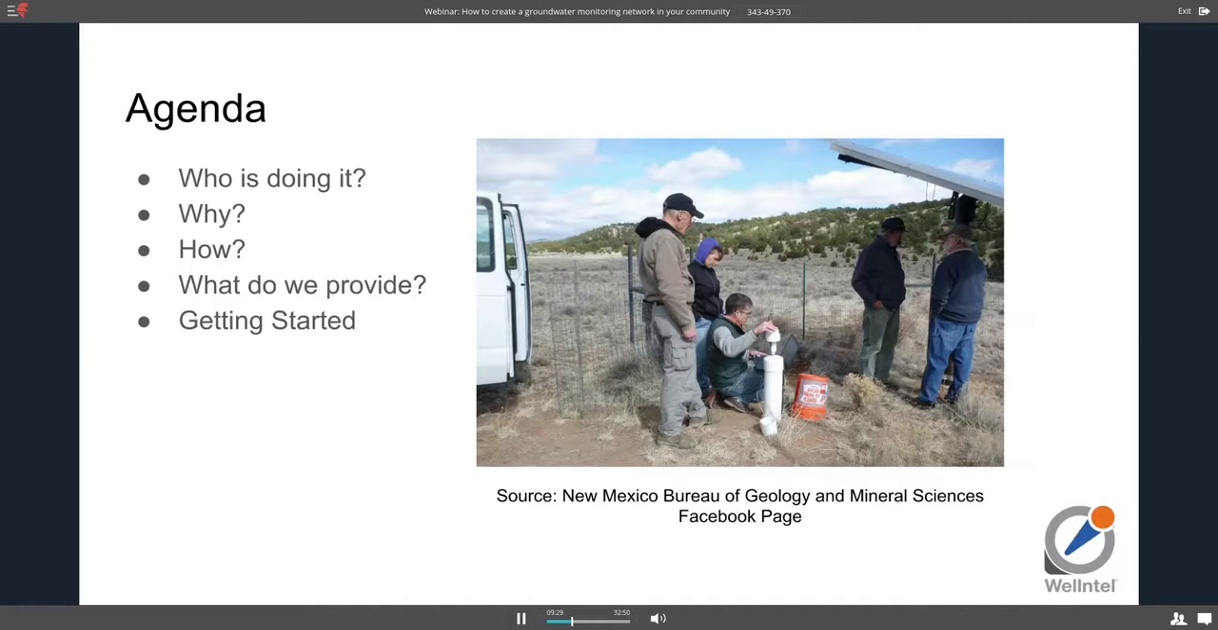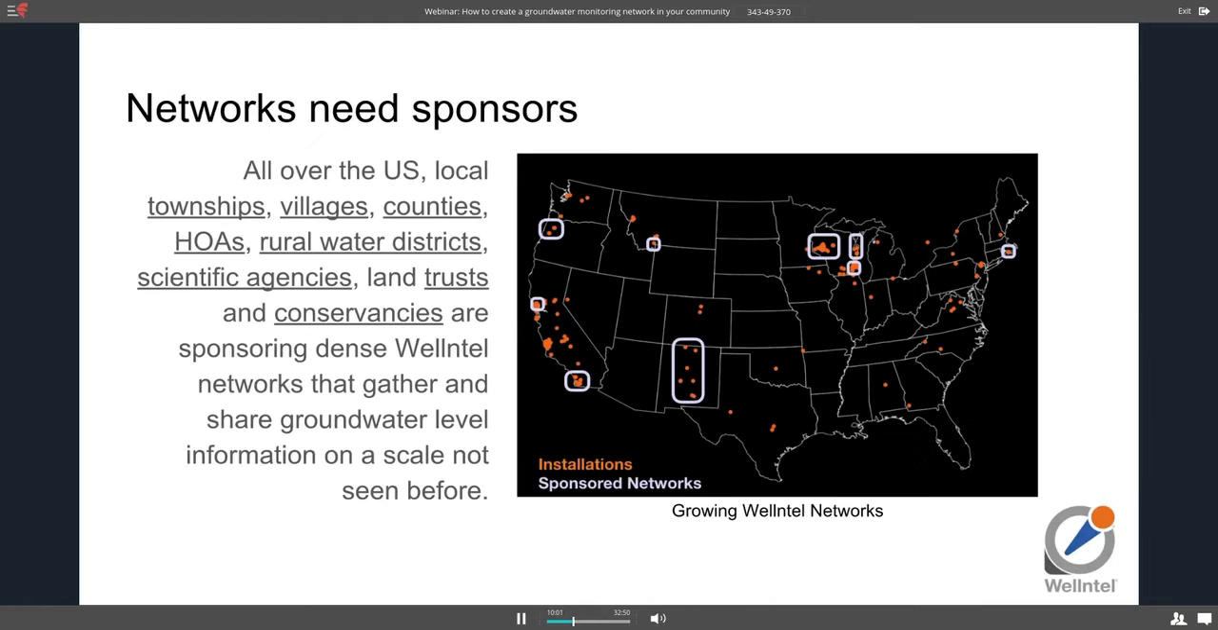Specifically, this is an image of an installation that took place last week as part of a groundwater monitoring network that's building in New Mexico, sponsored by the Bureau of Geology and Mineral Sciences. This is actually from their Facebook page. A system of many wells is being created in New Mexico, and this was one of the installations in a domestic well that happens to be a solar-powered pumping well at one of the participants' locations.